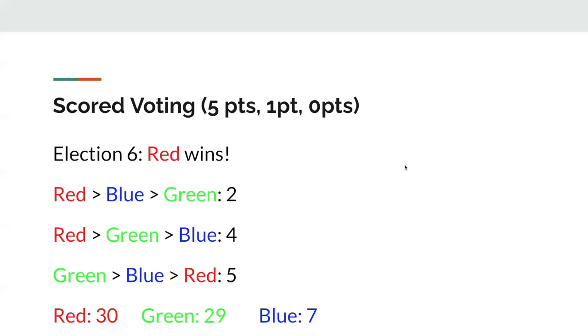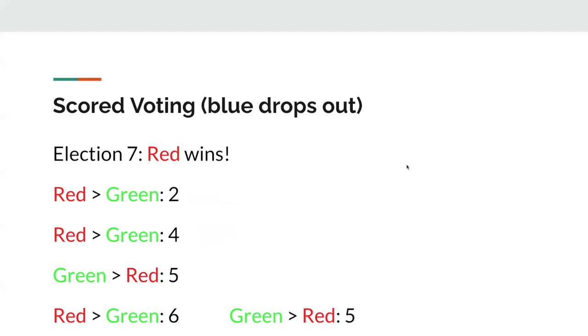Now let's see what happens when blue, the weakest candidate, drops out. With just 2 candidates, the voters vote in the order that their ballots had red and green, and simply ignore blue. Red wins this election, even though green would have won the election if blue were still in it. This is the greatest flaw with scored voting. A candidate dropping out can affect the winner.